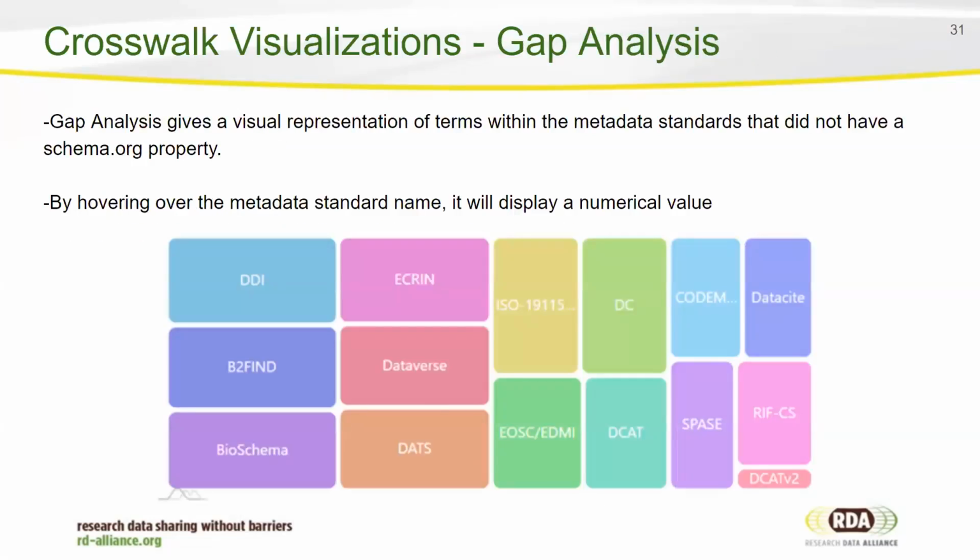And then finally, we have our gap analysis. Our gap analysis gives a visual representation of terms within the metadata standards that did not have a schema.org property. By hovering over the metadata standard name, it will display a numerical value. And since schema.org is so lightweight, some of these values can be quite high.